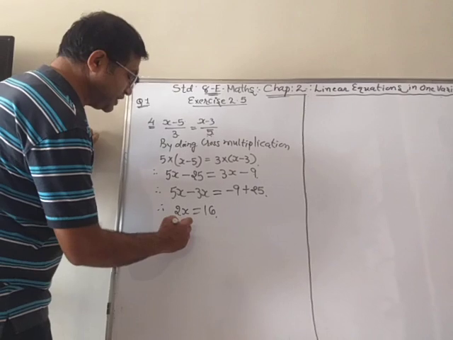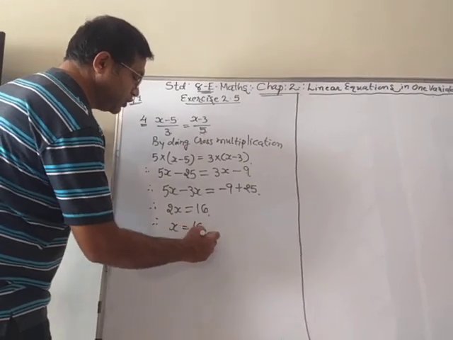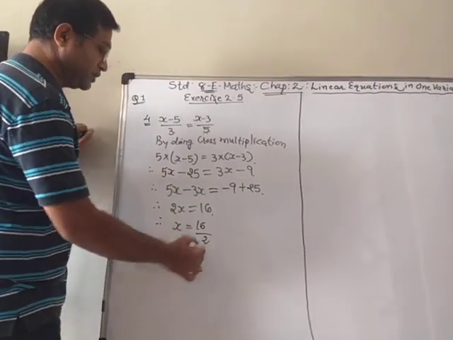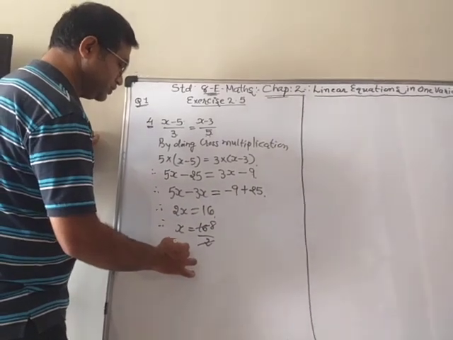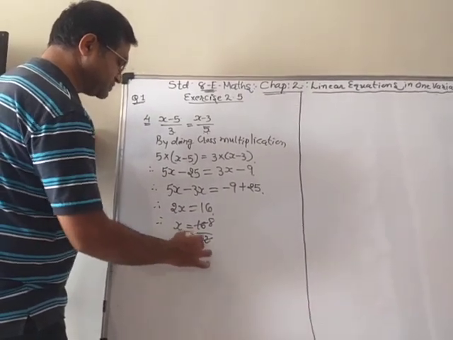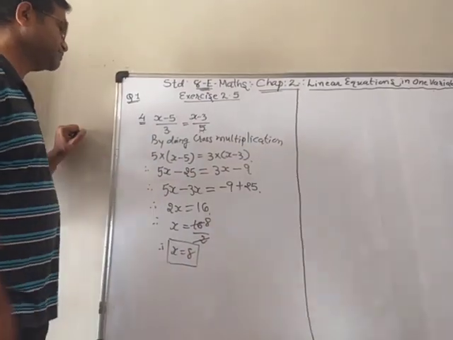Then 2 will go that side and it will go to the denominator. So 2 8s are 16. So your answer is x is equal to 8.